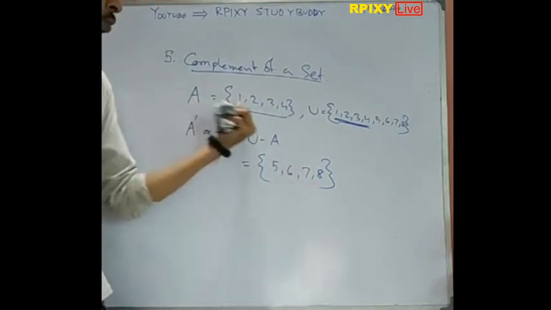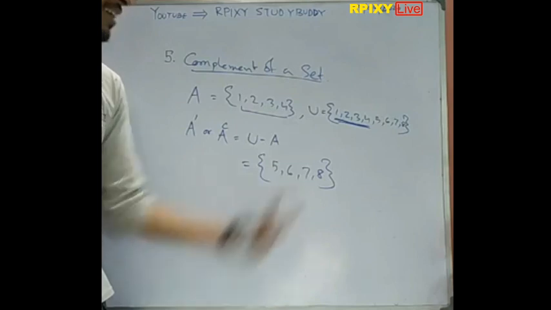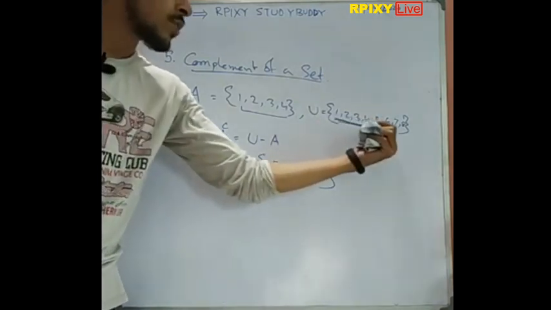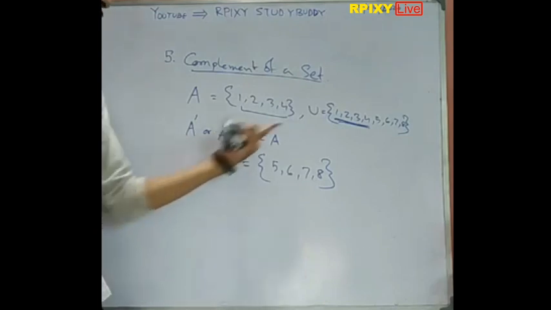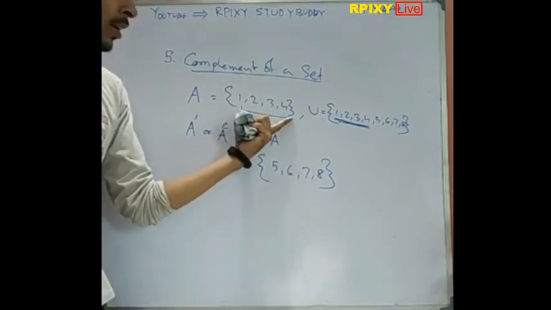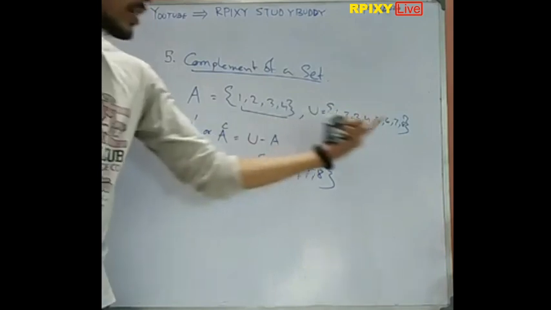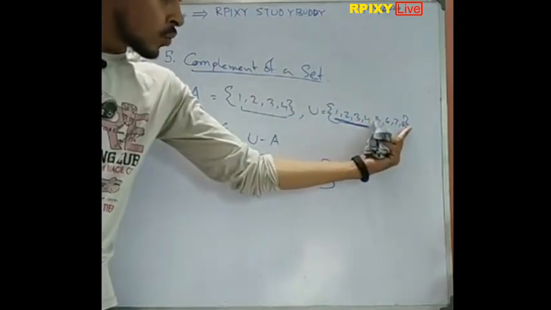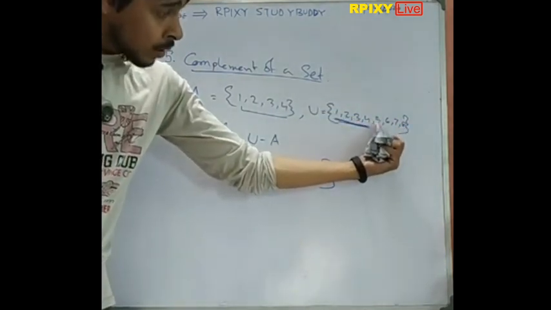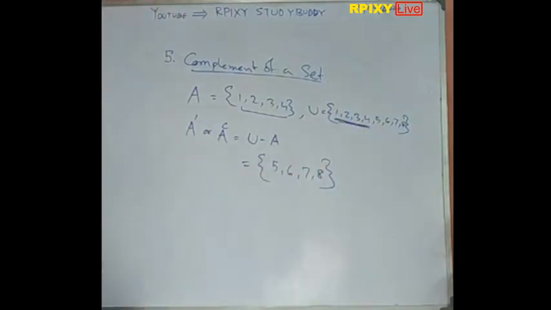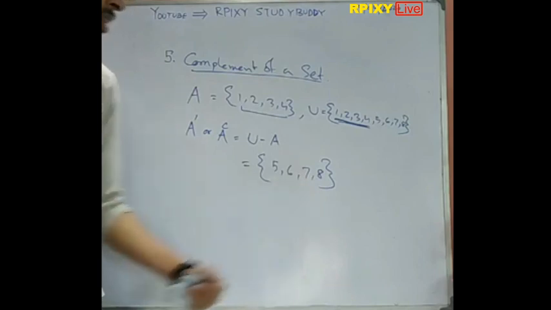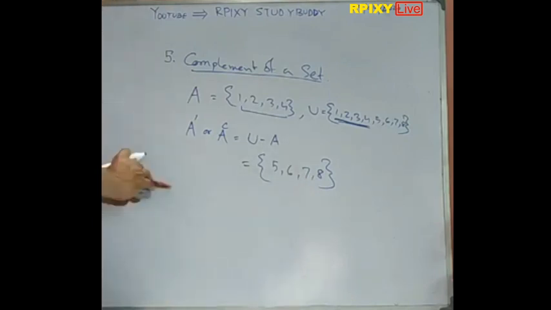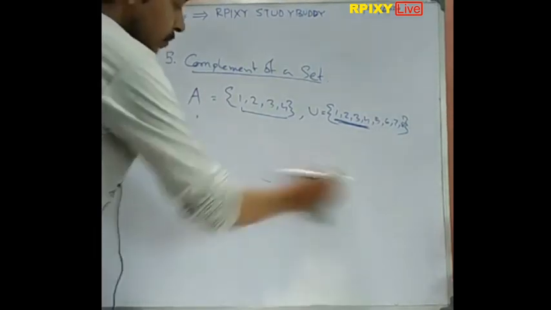If A is 1, 2, 3, 4 and the universal set is 1, 2, 3, 4, 5, 6, 7, 8, then what is the complement of A? Don't take the elements of A; rather take the elements of U, but after eliminating the elements of A. So A complement is U minus A. Now see the Venn diagram of A complement.